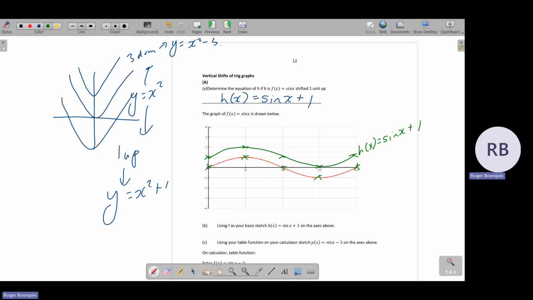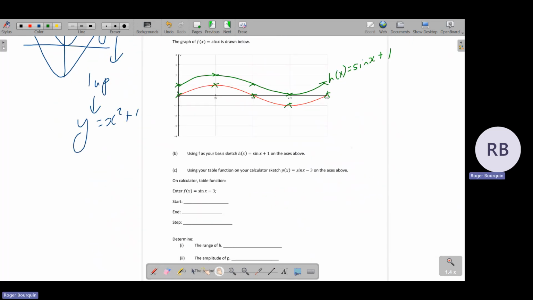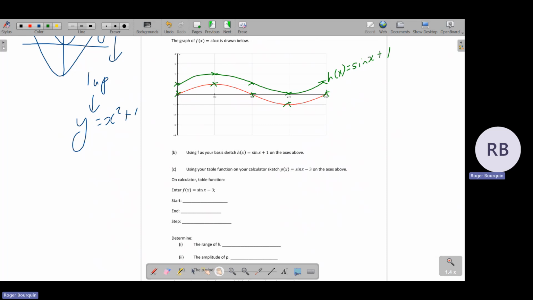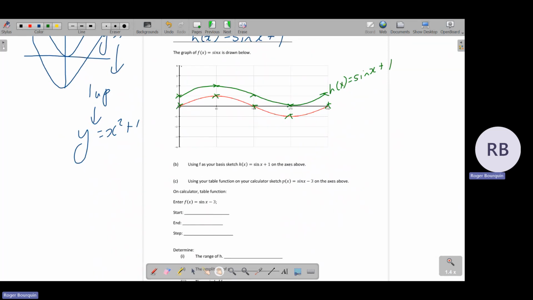Now, just to show you that if you're doing it from scratch, it says using the table function in your calculator. What's the quickest way to do this? To just take these points and move them 3 down. That'll be the quickest way if you're given this graph. But if you're drawing it from scratch and you want to define sine x minus 3, I just want to show you you get the same thing.